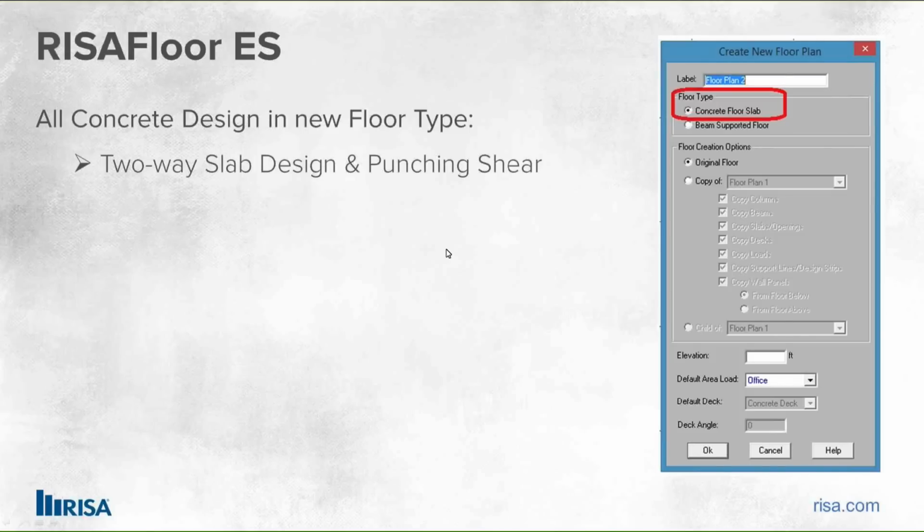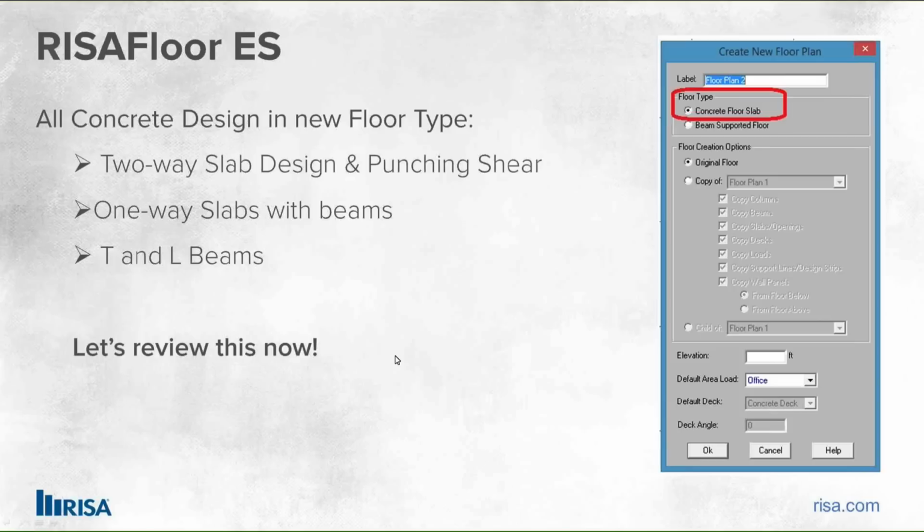You'll get the punching shear. You'll get all the checks involved for area steel, all the information that you're going to need for your two-way slab. You also can do your one-way slabs with beams in RISAFloor, in the concrete floor slab, and also the T&L beams. All these can be done right inside of this concrete floor slab that's going to be enabled with RISAFloor ES. So what this adds is a lot of different ability here. I'm going to jump right into RISAFloor.